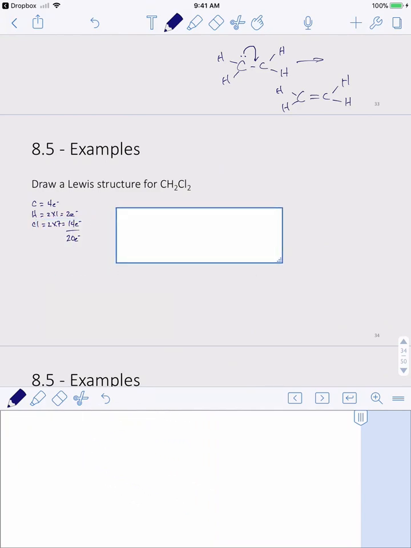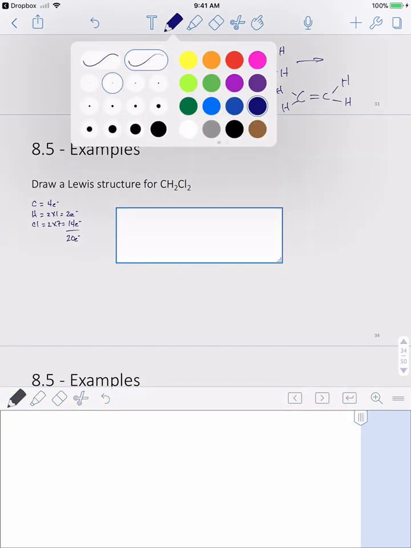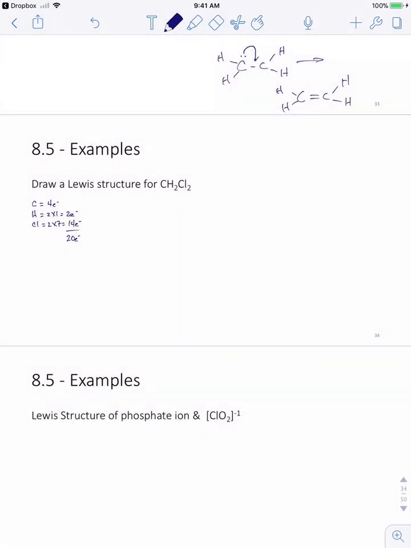Okay, so then, second step is we come up with a skeleton structure. So here we're going to put the least electronegative in the center. Chlorine is just below fluorine, so it's fairly electronegative. And hydrogens have to be terminal and can't make more than one bond. So our only real option here is to put carbon in the center. And so we're going to put a carbon in the center, and we're going to surround that by hydrogen, hydrogen, chlorine, and chlorine.